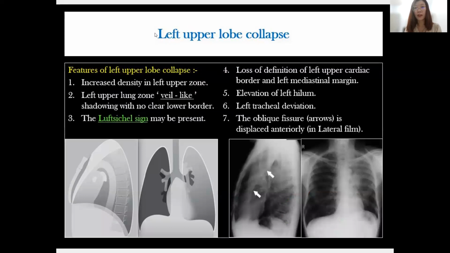Next, we're going to left upper lobe collapse. This is a special case because it's different from other collapse. You will see opacity, but this one you will see wheel-like opacity. So some of us might miss these findings if we are not looking closely.